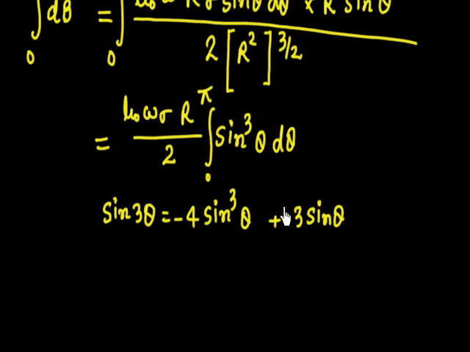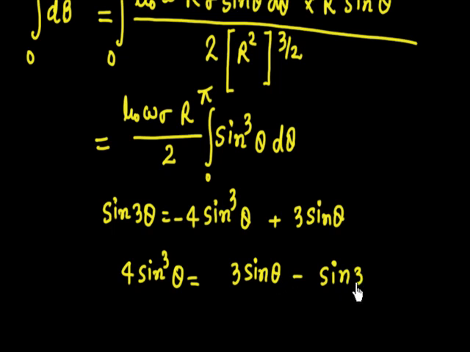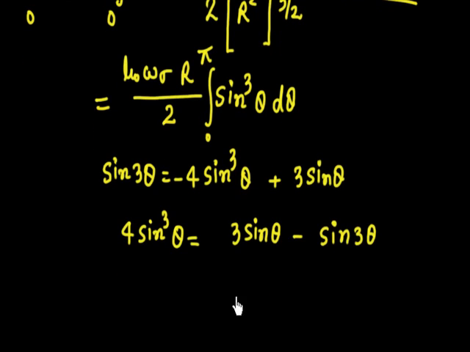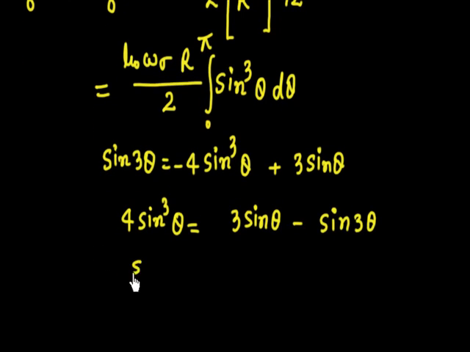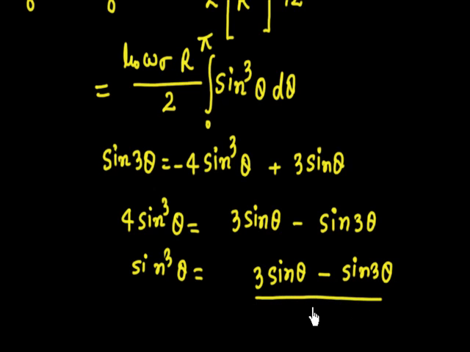So now I can calculate sine cube theta from here. I will have 4 sine cube theta equal to 3 sine theta minus sine 3 theta. So I need sine cube theta. So sine cube theta is simply 3 sine theta minus sine 3 theta, divided by 4.